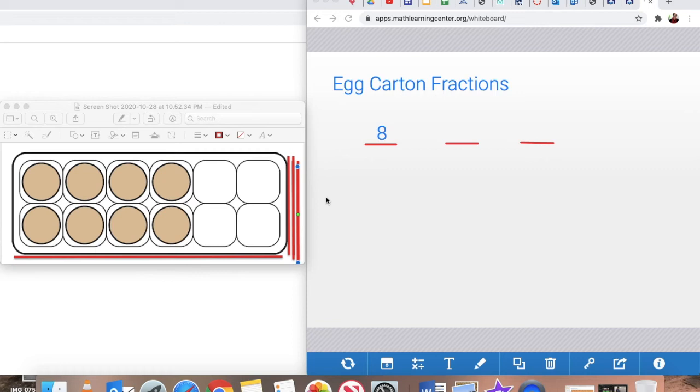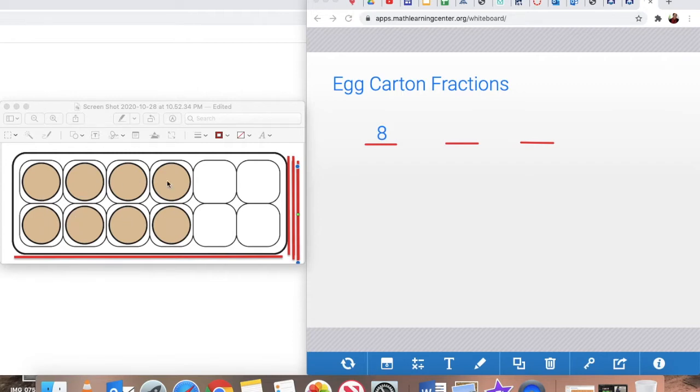Here's a model we sometimes use when we're first learning about fractions. We call it egg carton fractions. Take a look at this egg carton over here. Count how many eggs you see in the carton. 1, 2, 3, 4, 5, 6, 7, 8.